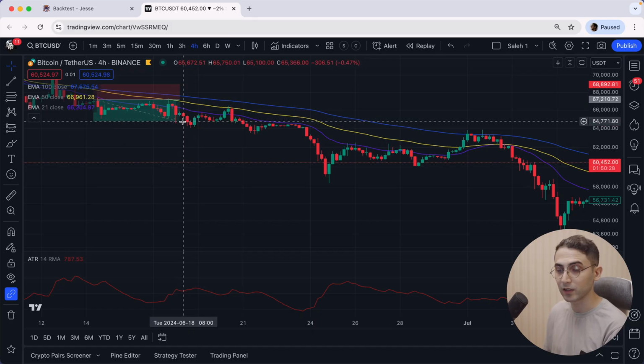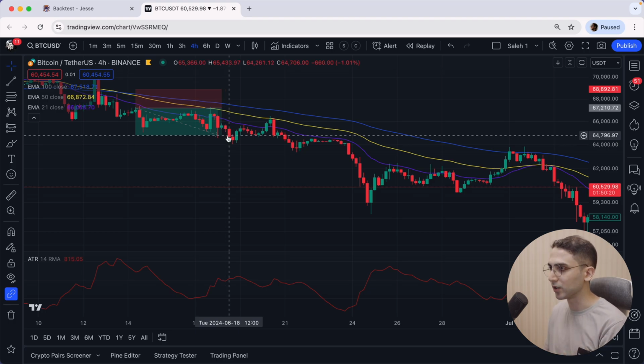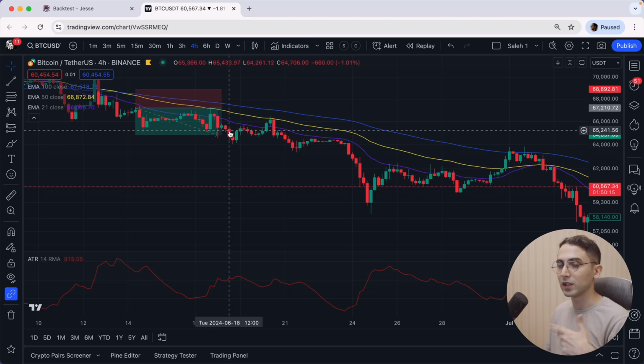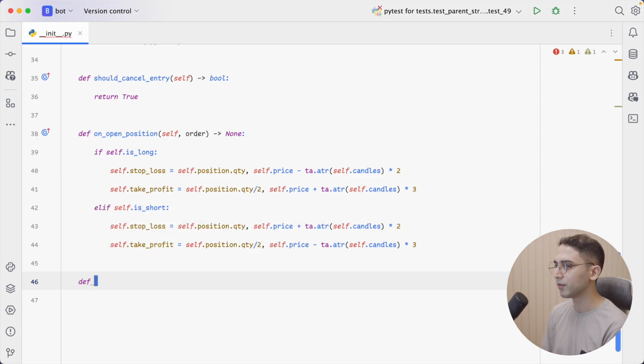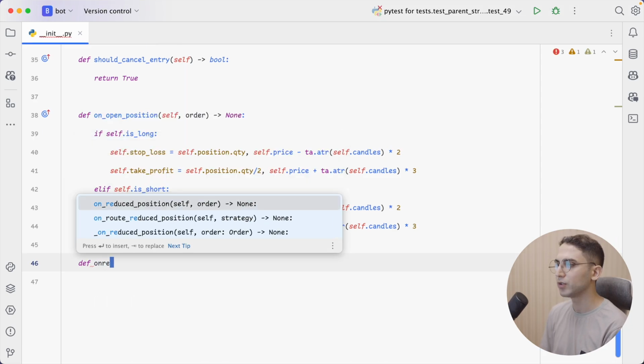When this order is executed, I want to bring down my stop loss order. Obviously, I'm talking about a short position here. If it was a long position, it would be the other way. And I want to use some kind of trailing stop. Now, how can we do that with JesseAI? So here's how. I'm going to define another method called on_reduced_position.